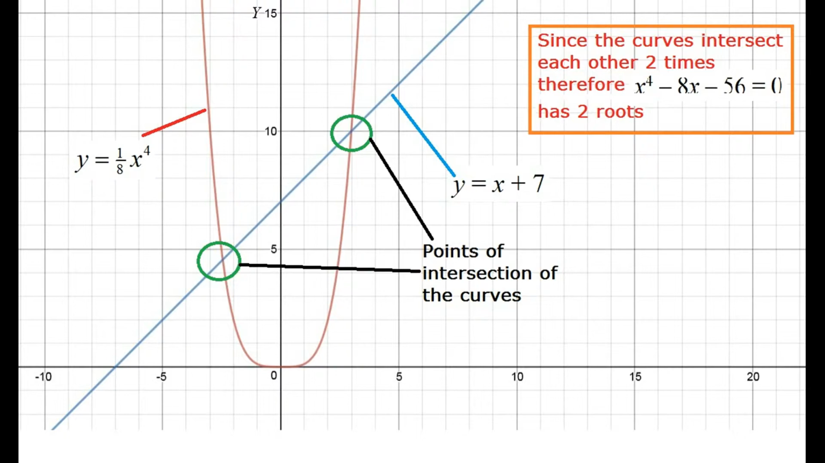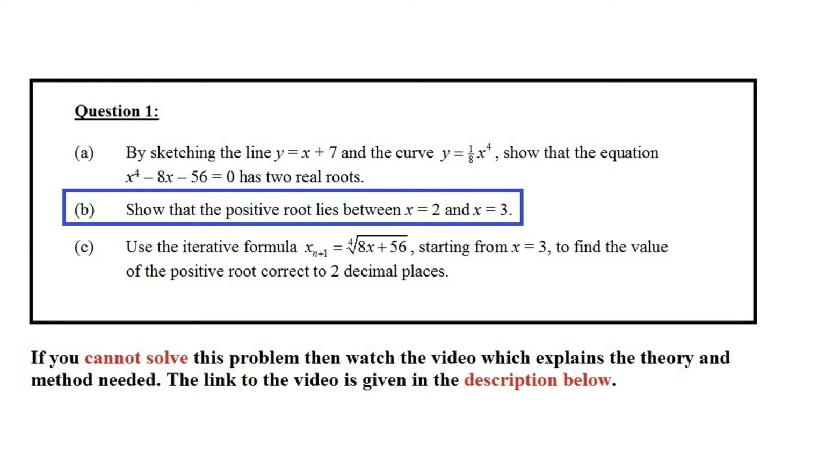So we have 2 more parts to do. Let's have a look at part B. Part B: we need to show that there's a positive root between x equals 2 and x equals 3. So let's see how this is done. Let's go back to the paper and pen.